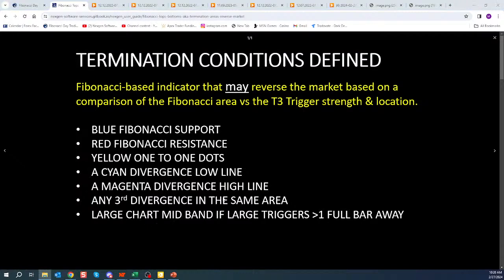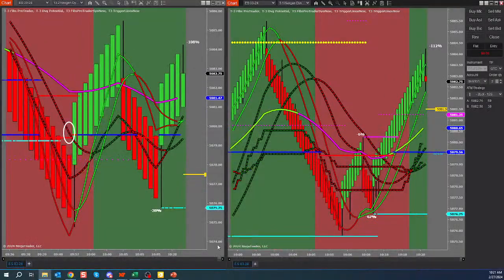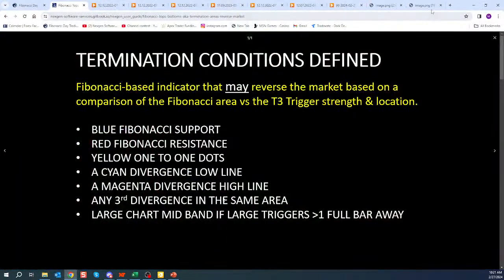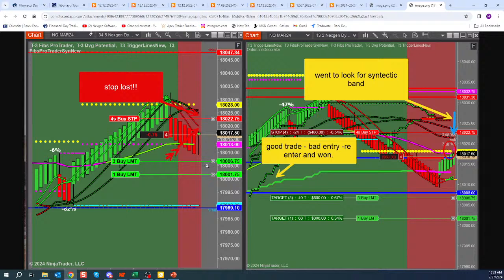Hopefully you're still in here. Large chart mid-band if the large triggers are a full bar away. So what happened, Miss Adriana, is you got caught in the gap theory. And I noticed that you don't have a reversal bar marker on your large chart. And that would have helped you an awful lot here. But see how you reach the mid-band? And the large triggers are still way off in the distance?